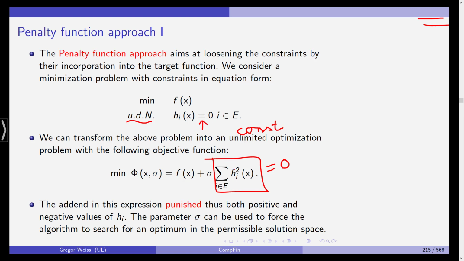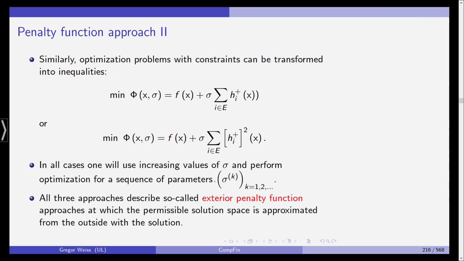However, if we have a slight deviation, if any one of these constraints is violated, then by squaring it, you get a positive number, and sigma is the parameter that governs how much this violation of the ith constraint is penalized and punished. So the parameter sigma can be used to force the algorithm to go back into the permissible solution space.